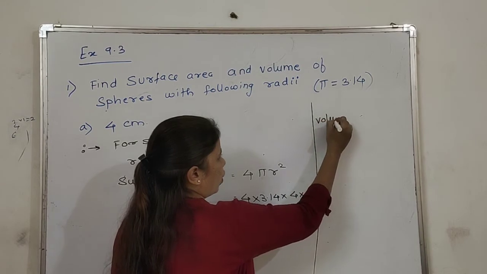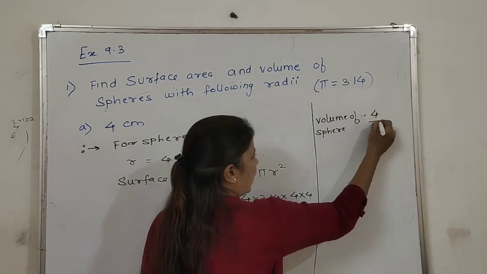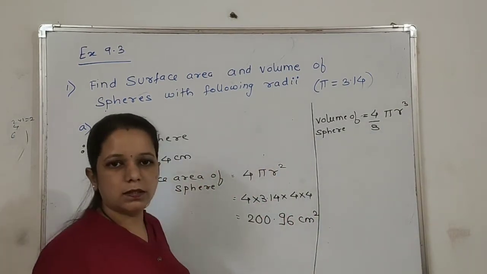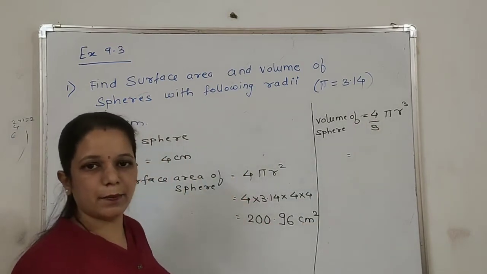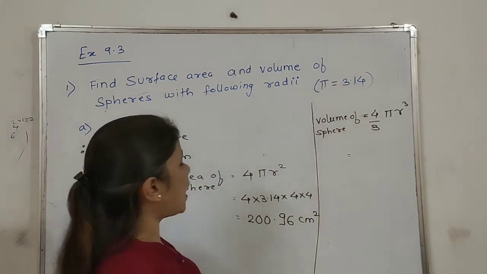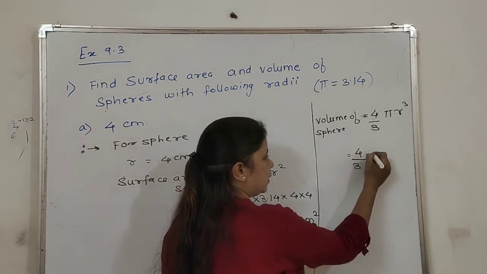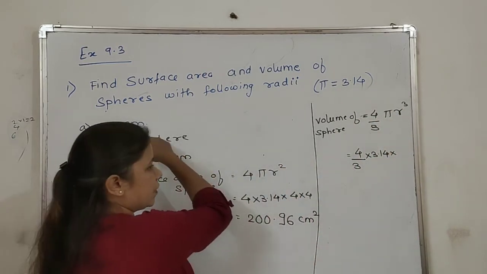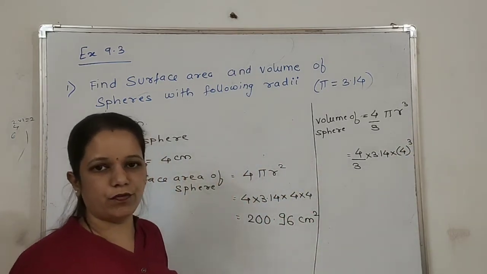Now I'll just make one part of this board. Volume of the sphere. Volume of sphere is given by the formula 4 by 3 pi r cube. This is the formula for volume. Now here all the quantities, all the dimensions are given to you. Pi value 3.14, radius r, it is given as 4, so we will just substitute the values. 4 by 3 into 3.14 into radius cube, radius is given as 4, so you can write it as 4 cube or 4 into 4 into 4.